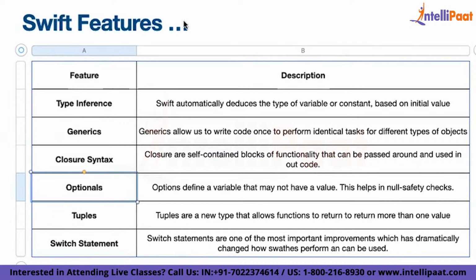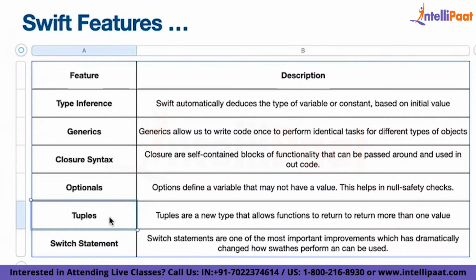Okay. Then we have something known as tuples. Now, tuples is an interesting feature introduced by Swift. A tuple is basically, you can think of it as a set of values. Okay. It can be any type of values. It can be a set of integer and string. It can be a set of integer and double.